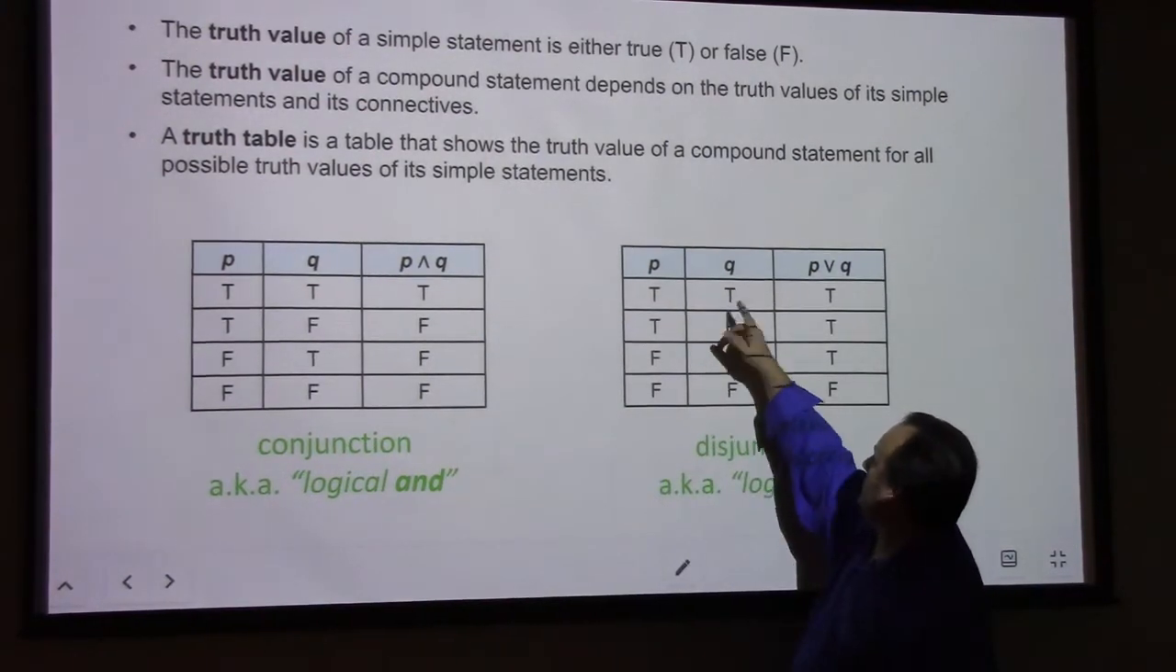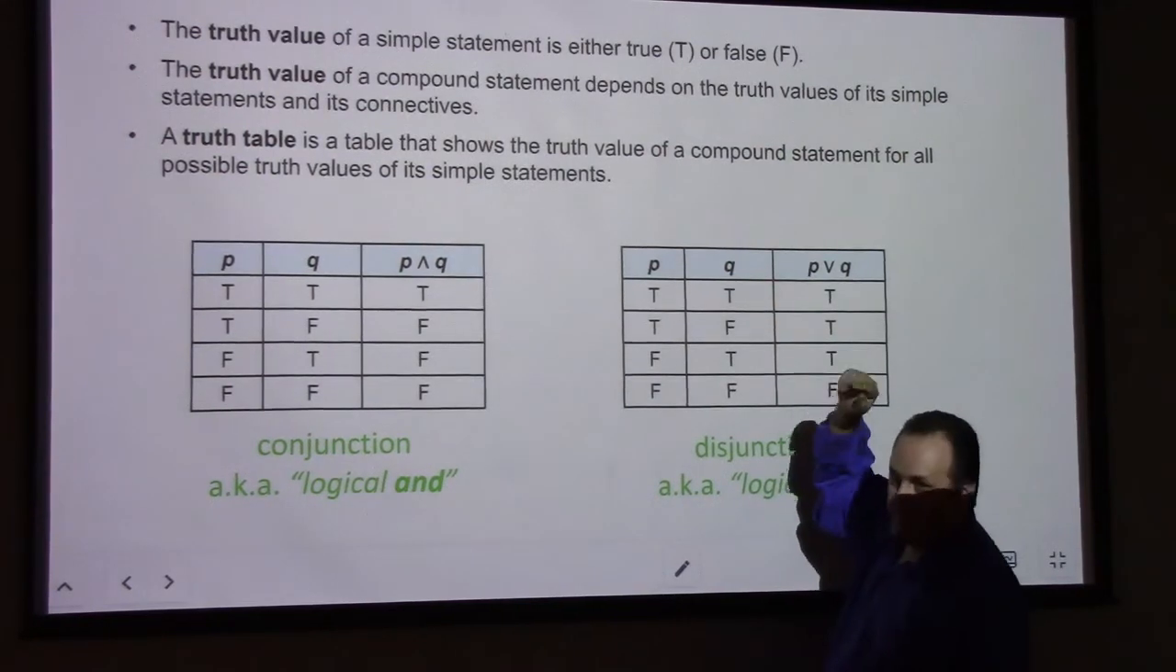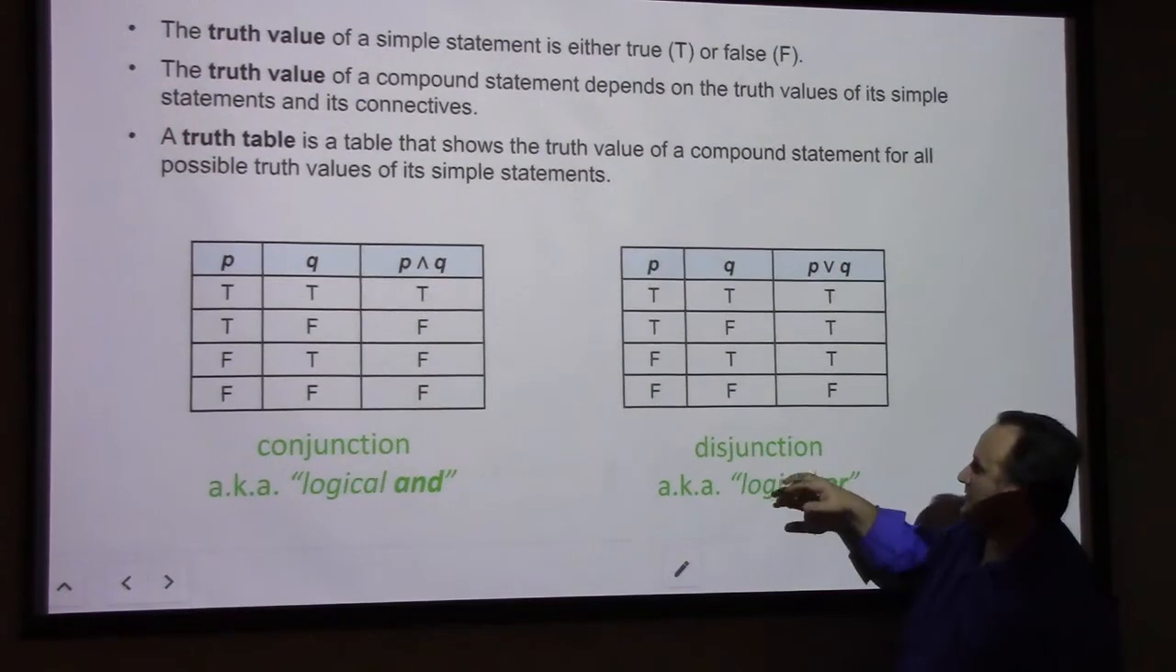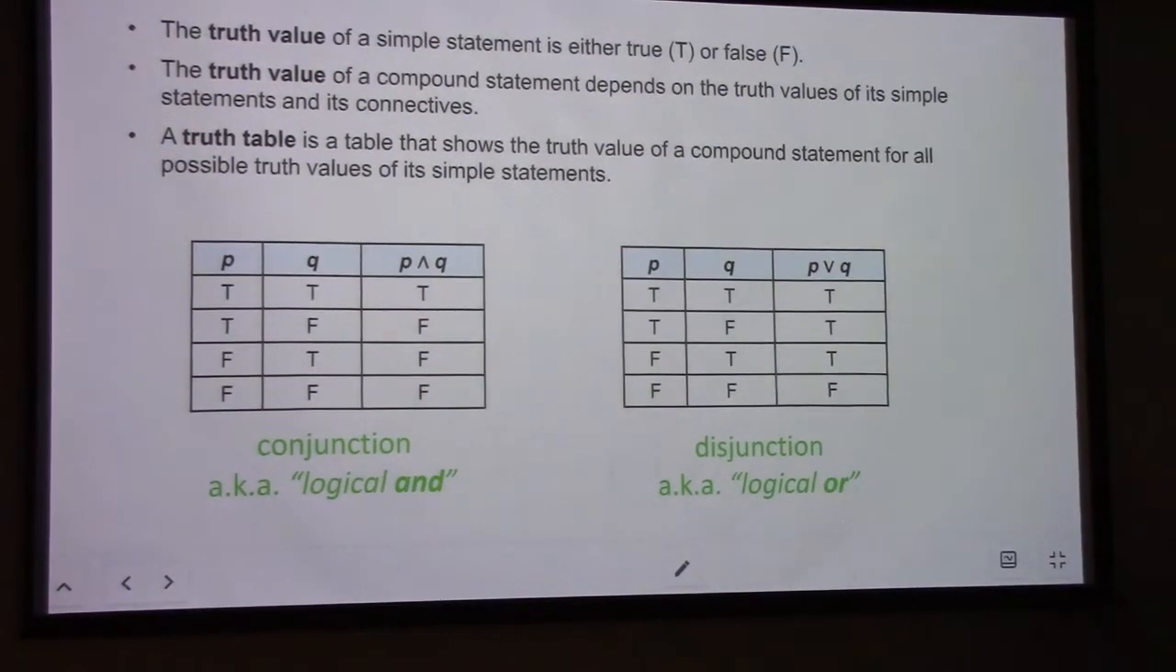In contrast, P or Q, or disjunction, it's true when either one of them is true, or both, right? So true, true, true. The only way it can be false is if they're both false. So that is logical conjunction versus logical disjunction. And these are examples of truth tables, all right?